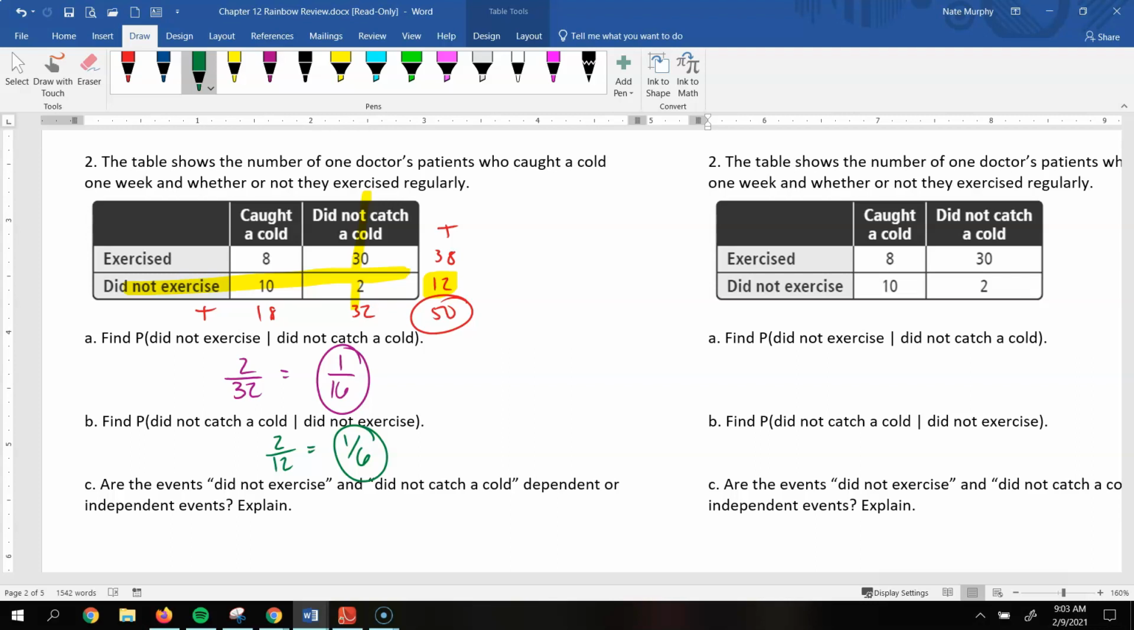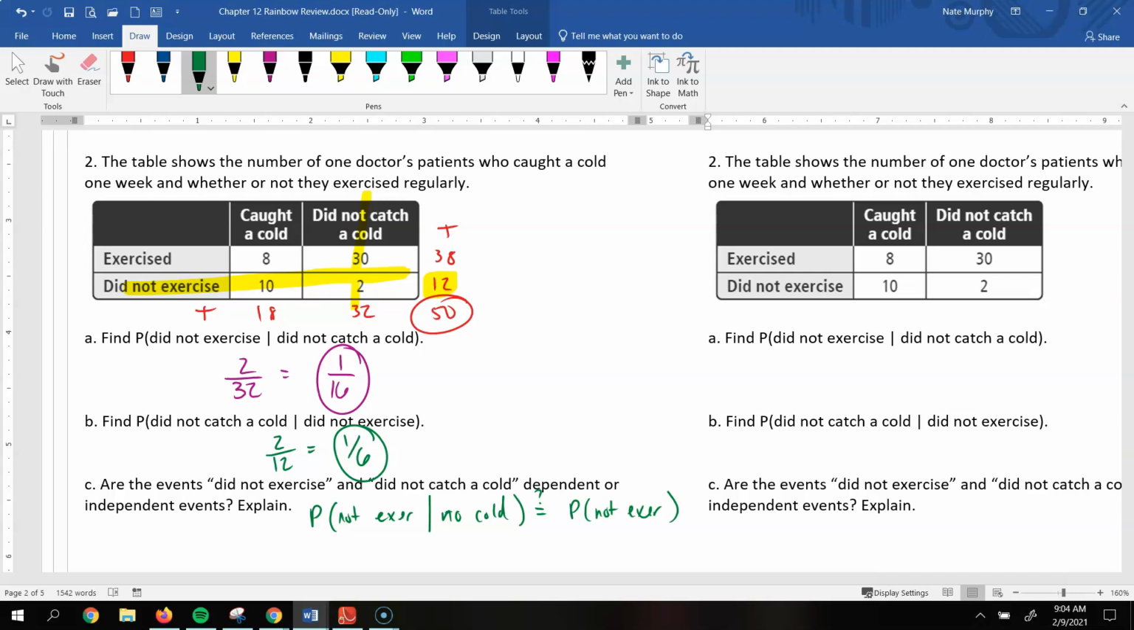It says, are these two events dependent or independent events? Well, we can use that same formula that we did earlier. We can find, let's say, the probability they did not exercise given that they did not catch a cold. Let's abbreviate that, no cold. We want to see, does that equal the probability that they did not exercise? If they're equal, then they're independent. If they're not equal, then we could say they're dependent.